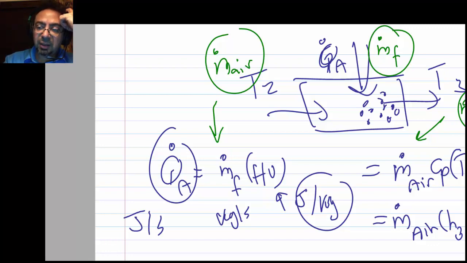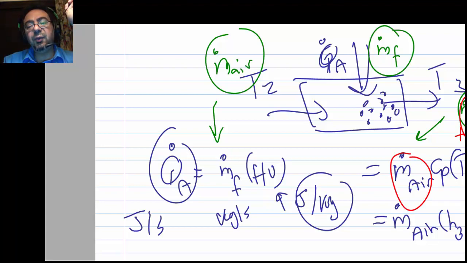What should be leaving here? It should be m dot air plus m dot fuel. That is what should be leaving. And how much is the m dot fuel compared to m dot air? 2%. So by saying m dot air Cp times T3 minus T4, you are making a 2% error, right? But you will see that a lot of people use this assumption. Of course, m dot air plus m dot fuel is more accurate, right?